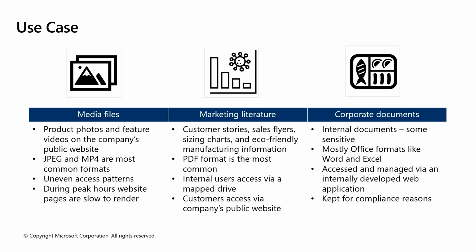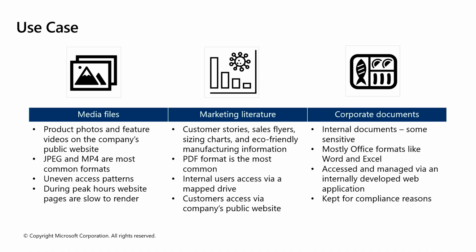First, we have the media files. Those are product photos and feature videos on the company public website, mostly JPEG and MP4. We don't know what the access patterns are, mostly uneven. During the peak hours, the website pages are slow to render. Another requirement is for the marketing literature. Those are customer stories, sales flyers, size charts, and eco-friendly manufacturing information, mostly PDFs. Internal users access it via a mapped drive. Customers access it via the company public website.